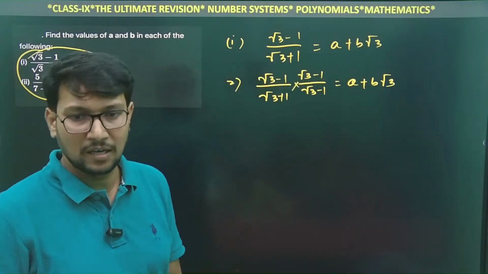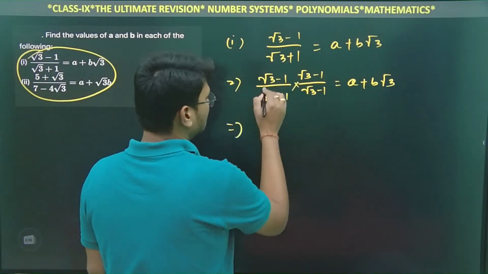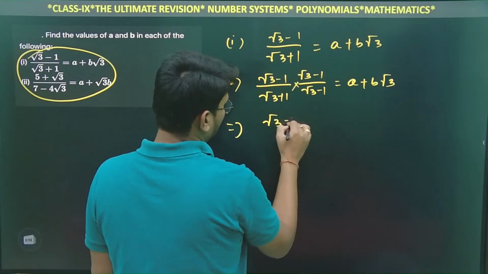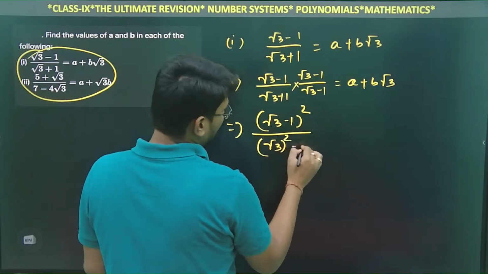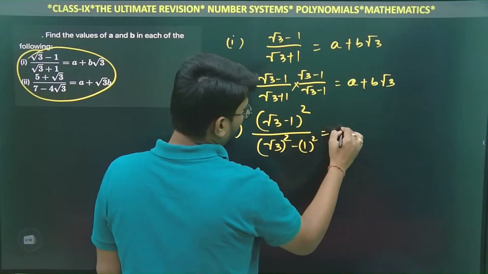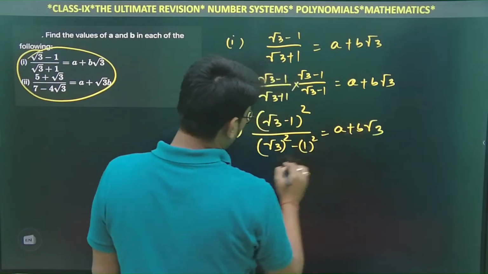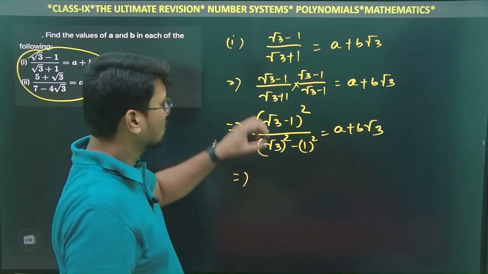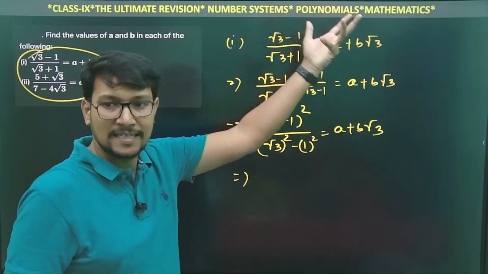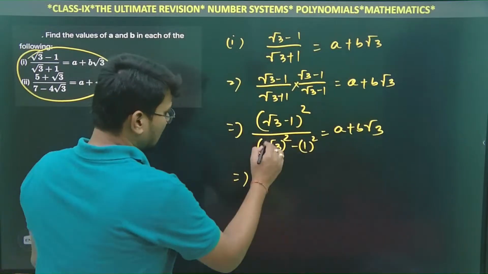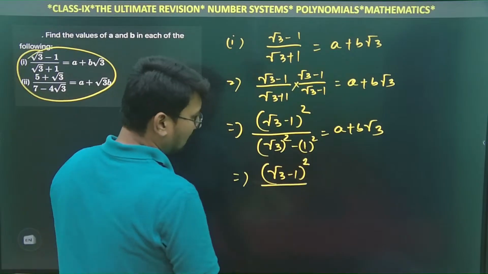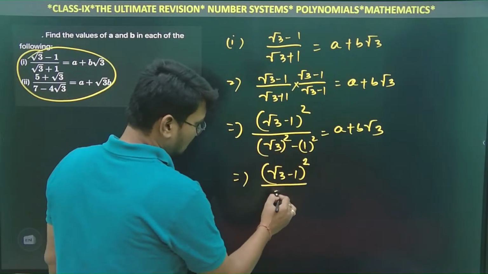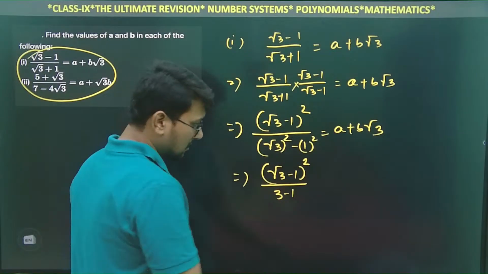That is how much? The numerator is (√3 − 1) squared, and the denominator is √3 squared minus 1 squared. That equals a + b√3. Is that clear? Since we multiplied and applied the same rule, a square minus b square, it has become (√3 − 1) whole square divided by 3 minus 1. Got it?